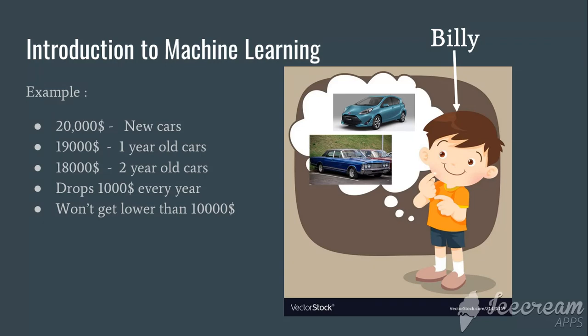So he starts seeing a pattern here. The car prices reduce with age and drop $1,000 every year, but it won't get lower than 10,000. So there's a pattern here. In machine learning terms, Billy invented the regression. That's a separate concept, I will talk about it later. And he predicted the value based on known historical data, and they have different manufacturing dates, dozens of options, technical conditions, and no one knows how many more hidden factors there are.